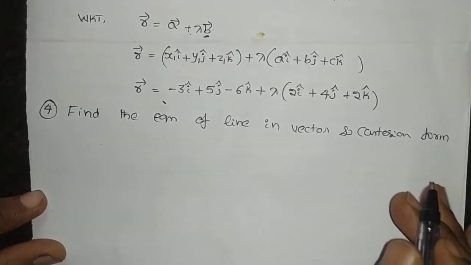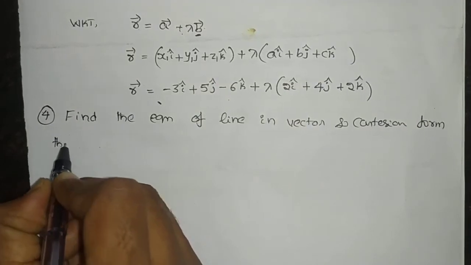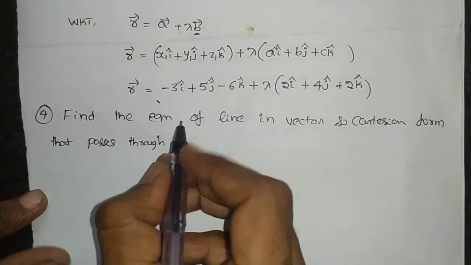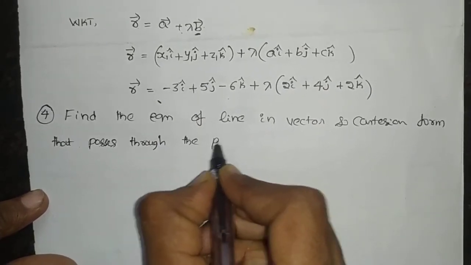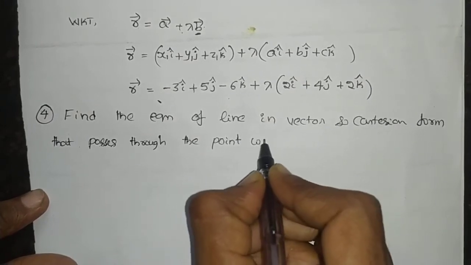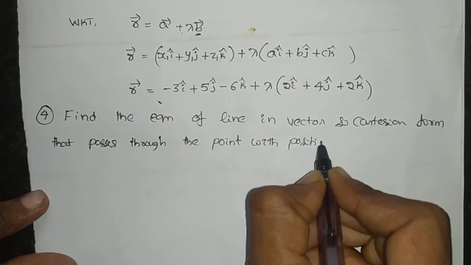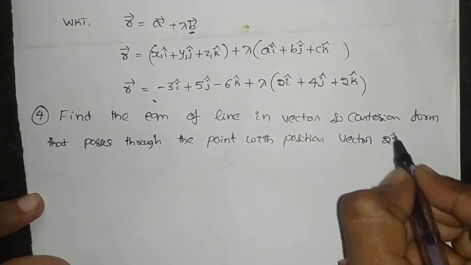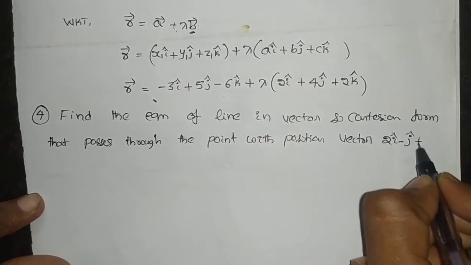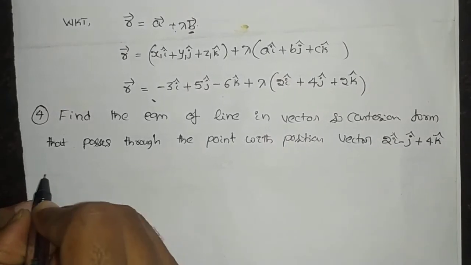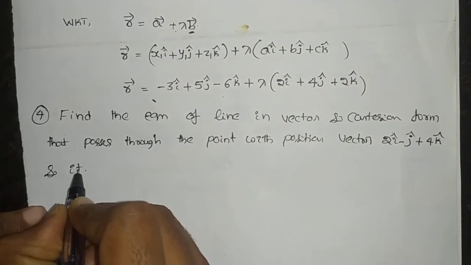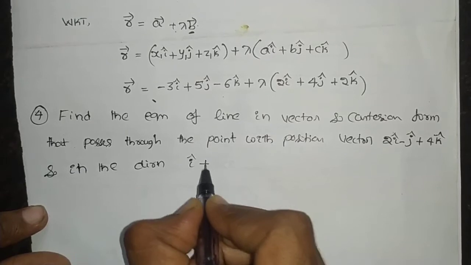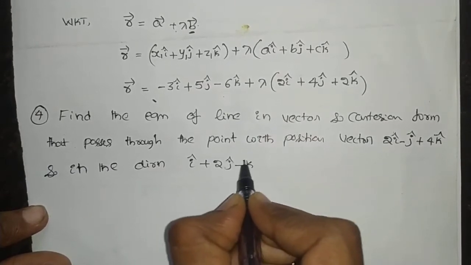that passes through the point with position vector 2i cap minus j cap plus 4k cap and in the direction i cap plus 2j cap minus k cap.